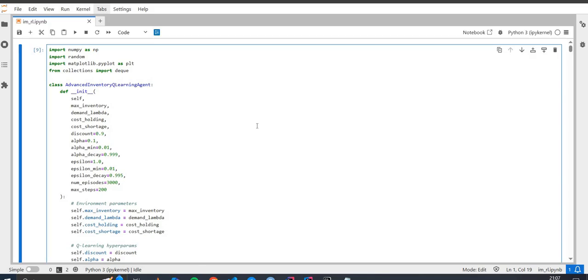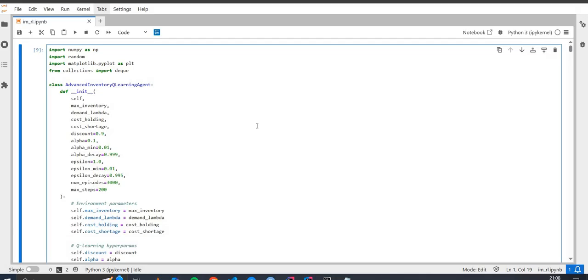You will see how the training process unfolds, how the agent improves, and most importantly, how it compares to a traditional inventory policy. By the end, you will have a clear understanding of why RL is a strong alternative to fixed decision rules and how it can lead to better cost efficiency in real-world applications.